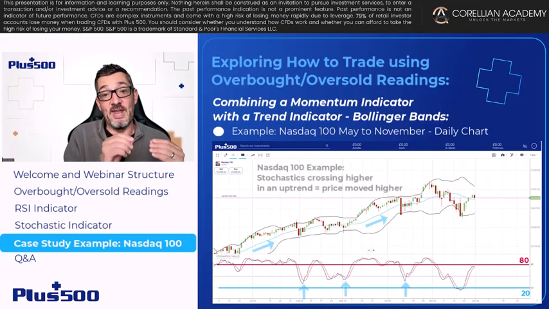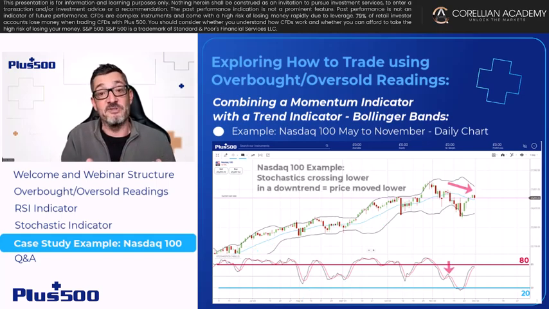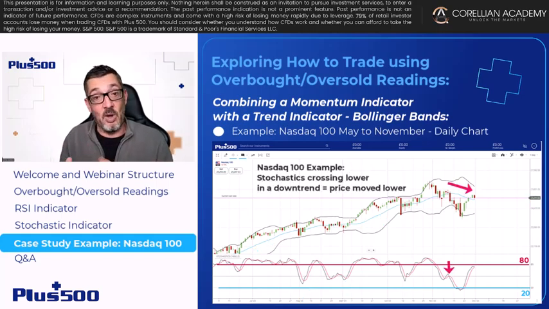When we look at the Nasdaq 100 chart, every time the stochastics crossed higher within an uptrend, momentum turned up in the direction of the existing trend and price followed through. In a downtrend, the opposite would apply. Stochastics crossing lower would signal momentum turning down in line with the broader move.